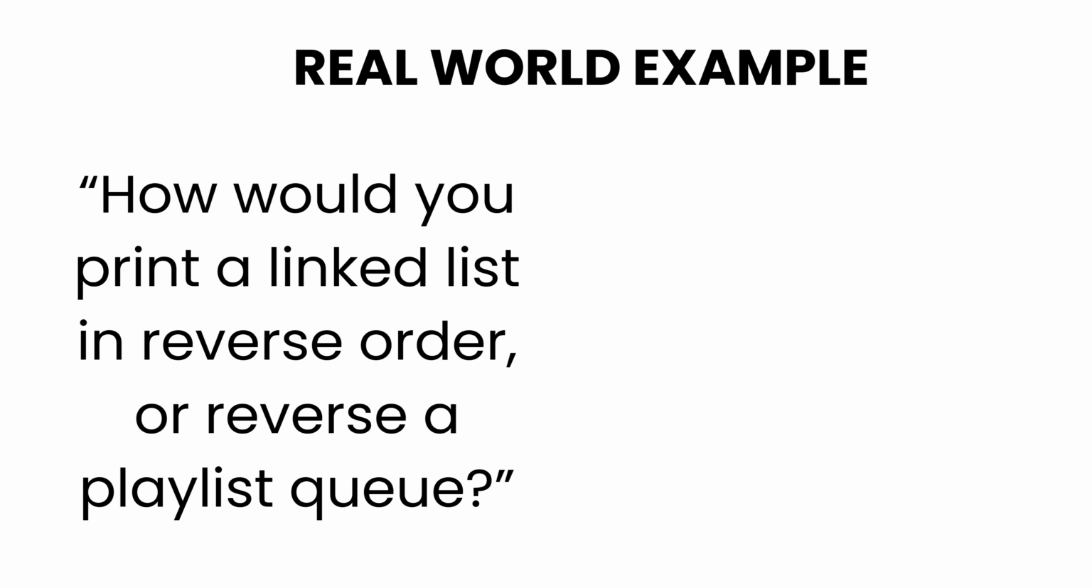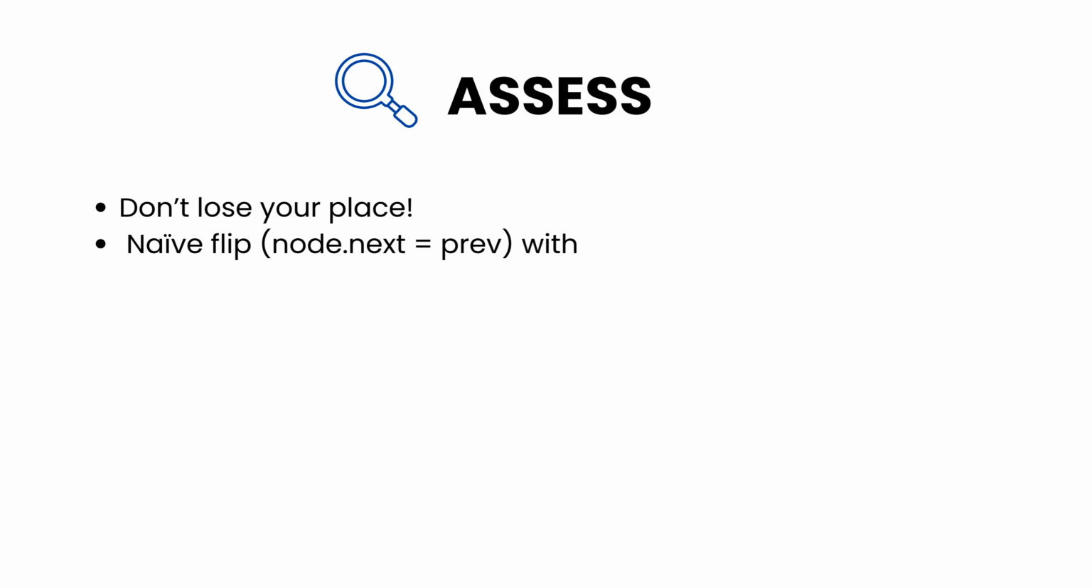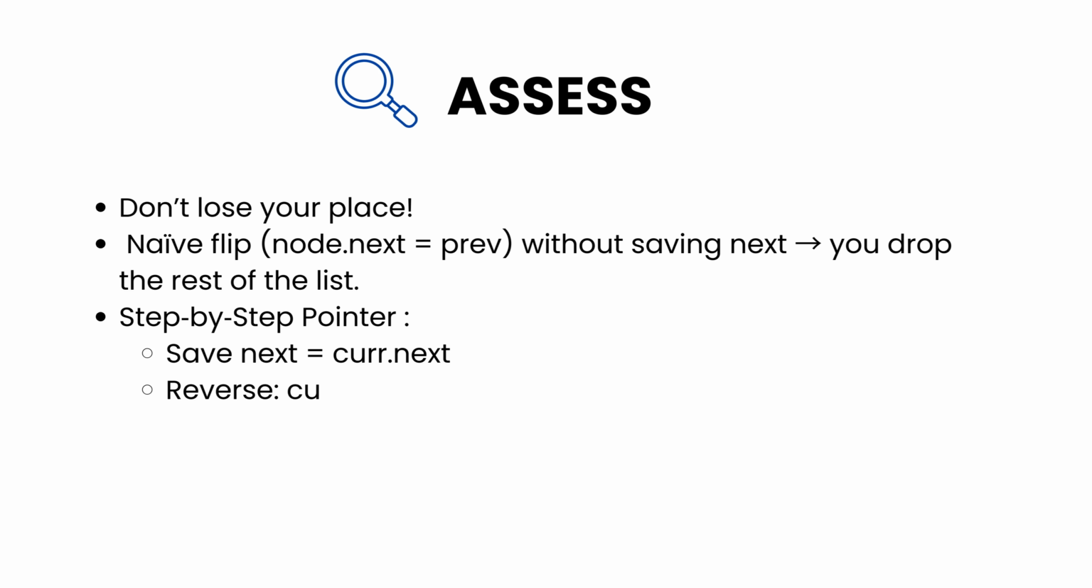What makes this tricky? You can't just flip pointers all at once. You need to avoid losing your place in the list. Naive mistake: if you just set node.next equals prev without remembering the next node, you lose the rest of the list. Think step by step. We'll traverse the list with a current pointer. For each node, we'll save the next node, so we don't lose it. Reverse the current node's pointer to point to the previous node. Move the previous and current pointers forward.